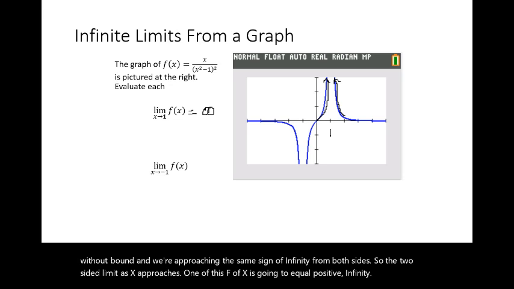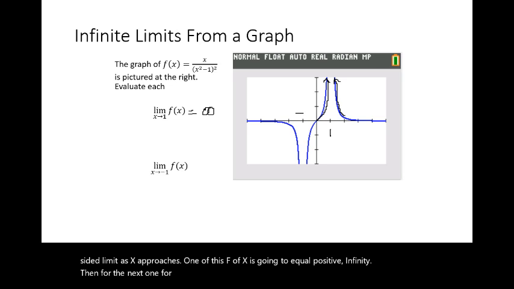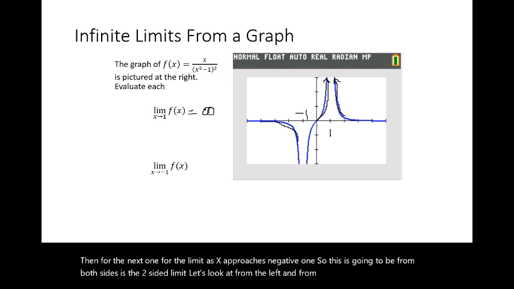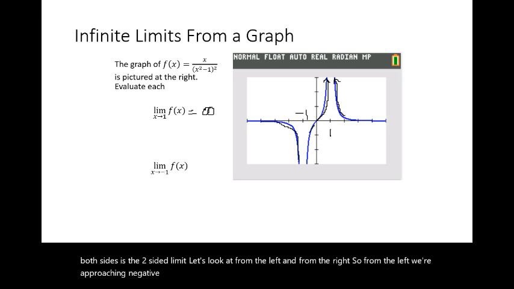Then for the next one, for the limit as x approaches negative 1, this is going to be from both sides. This is a two-sided limit. Let's look at from the left and from the right. So from the left, we are approaching negative infinity. From the right, we are also approaching negative infinity. So from both sides, we are approaching negative infinity.